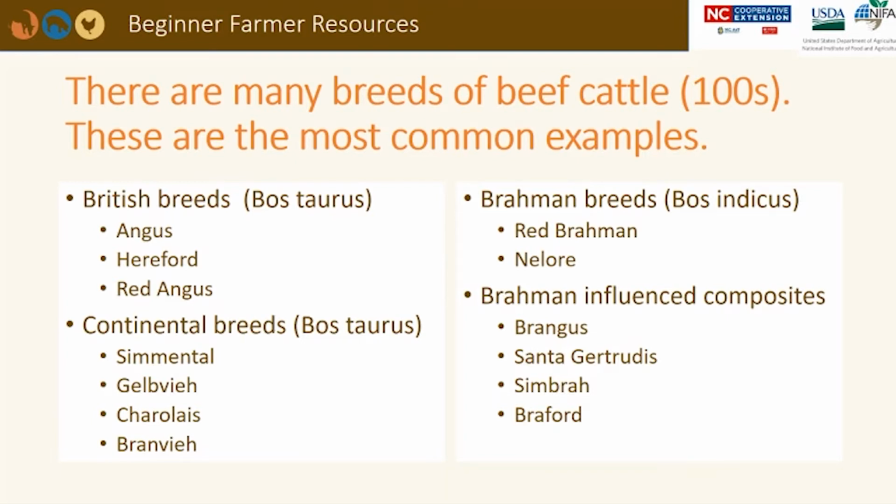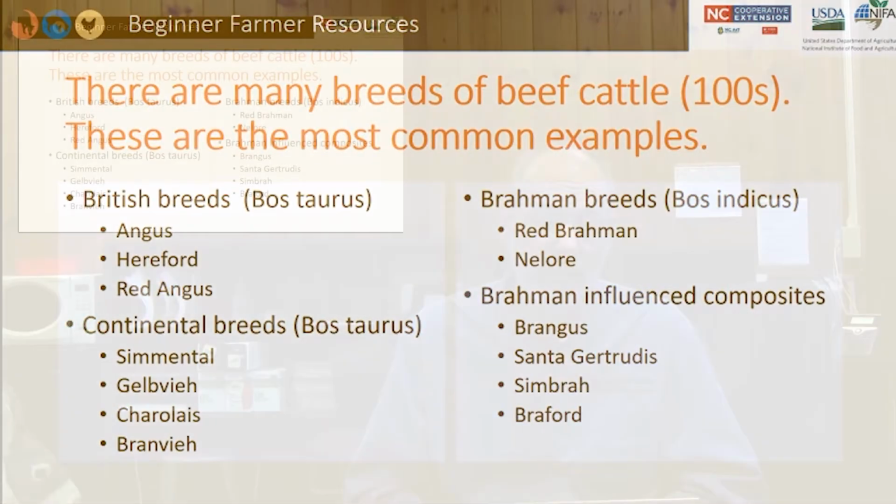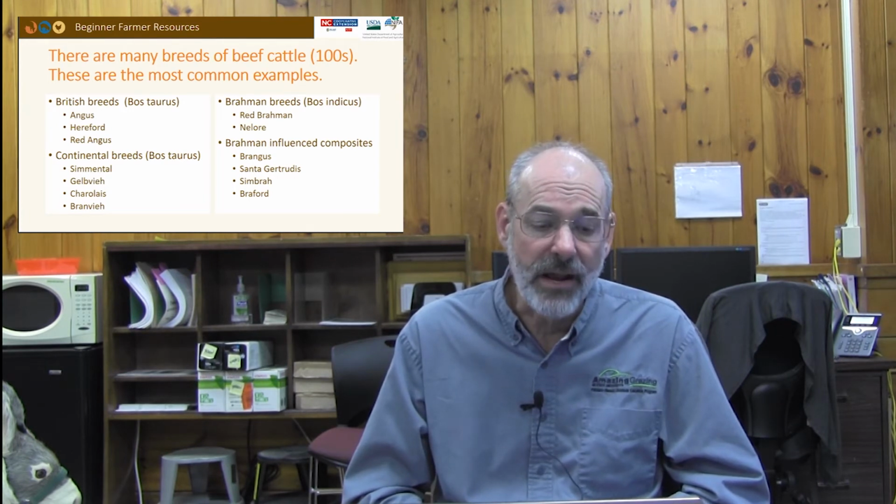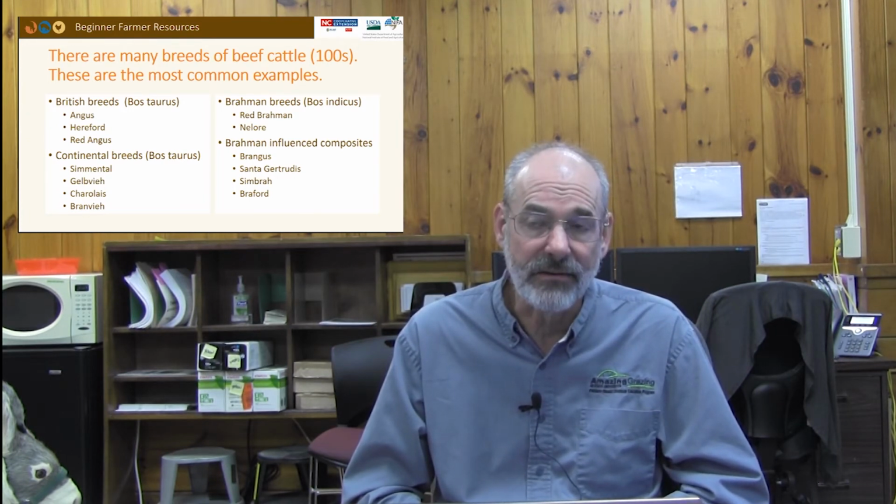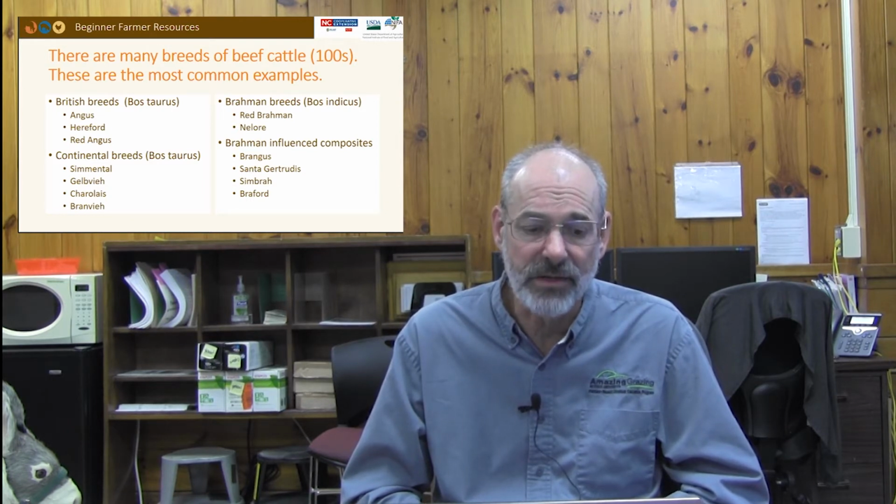Continental breeds are also of the genus and species Bos taurus. Simmental, Gelbvieh, Charolais, Braunvieh, as you can imagine, all of those were developed on the continent of Europe. They tend to be a little bit larger, they tend to be faster growing, and not have quite the fattening ability that the British breeds do. The continental breeds were selected by people that weren't quite as interested in the fat and the marbling as the British were. So they have those general characteristics.